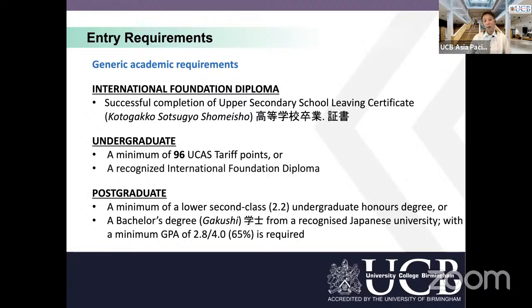For those thinking of applying to study a postgraduate or master's program, the minimum requirement for most subjects is a 2-2, which is a classification for any university that offers honors degrees. If you have a Japanese bachelor's degree, all I need from you is that you're from a recognized university, with a minimum GPA of 2.8 over 4. That's what I need for master's applications.